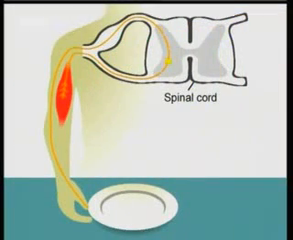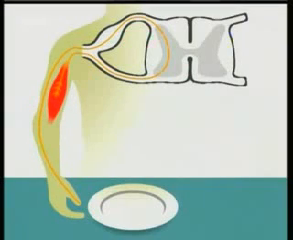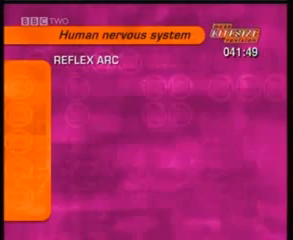The relay neuron passes the impulse on to a motor neuron, and the motor neuron carries the impulse to an effector, such as a muscle which takes action and moves your hand. Remember, all this happens very quickly. It's quite automatic and no decision making is involved because the reflex arc does not involve the brain.